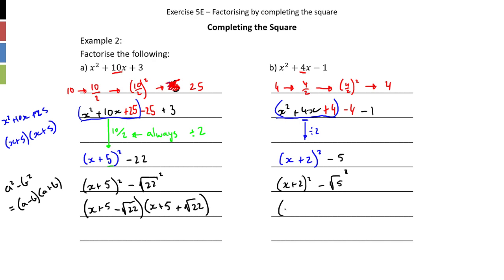So that gives me, again using my difference of perfect squares, x plus 2 minus the square root of 5, x plus 2 plus the square root of 5. And again, in this case, I cannot simplify the surd any further. There's no fraction to simplify, so that's it. I hope you're starting to see the pattern of the process.